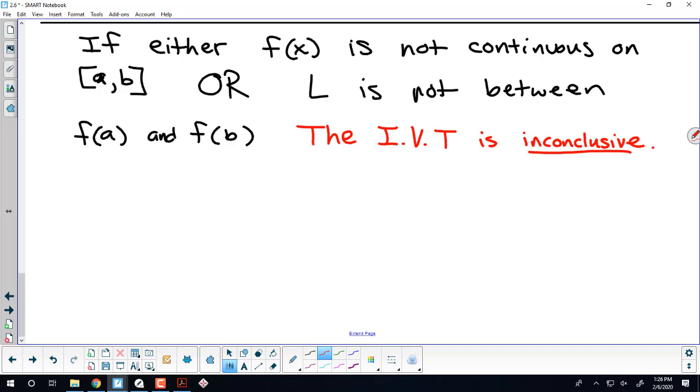So just make sure we know what we're saying when we say something's inconclusive. It doesn't mean it's true. It also doesn't mean it's false.